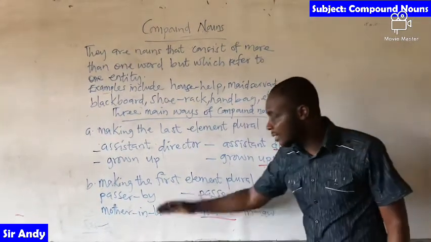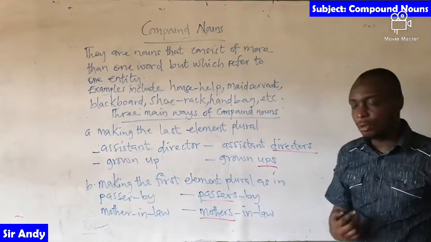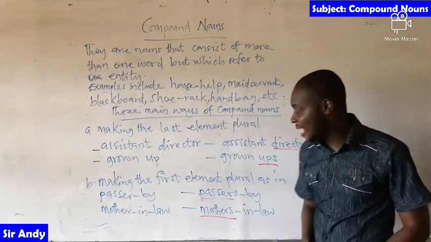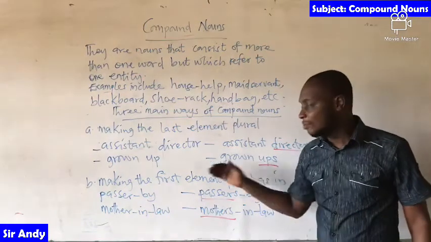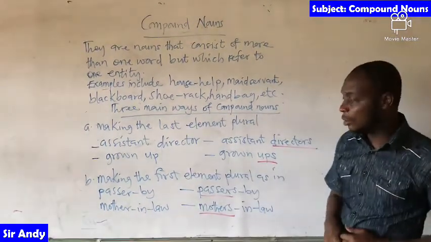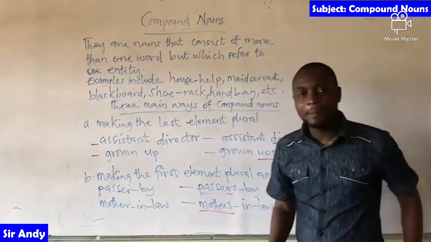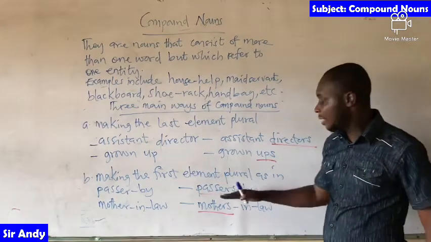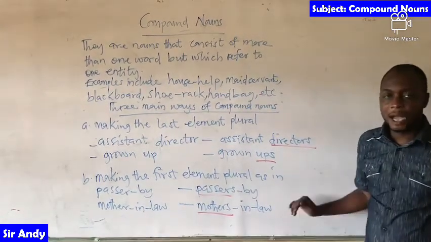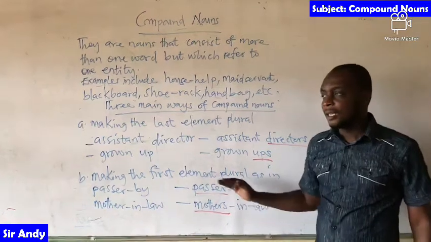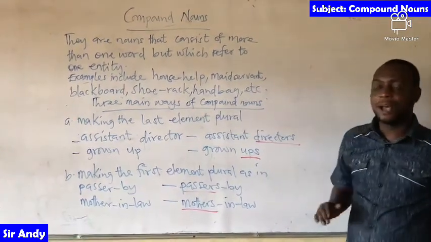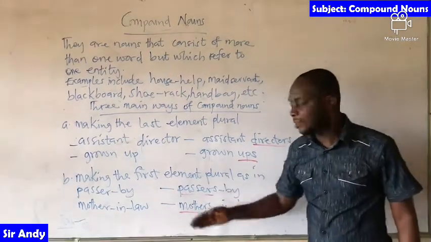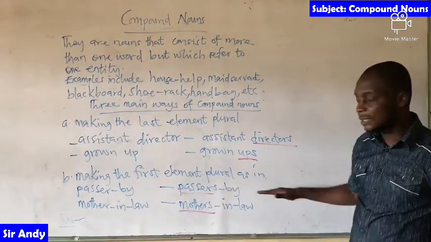And then the second way we are going to talk about is making the first element plural. The first one is making the last element plural, but for this one, making the first element plural. Where we have passerby, passerby becomes passers-by. He is a passerby. The passers-by, right? Not passerbys. Passerby becomes passers-by.